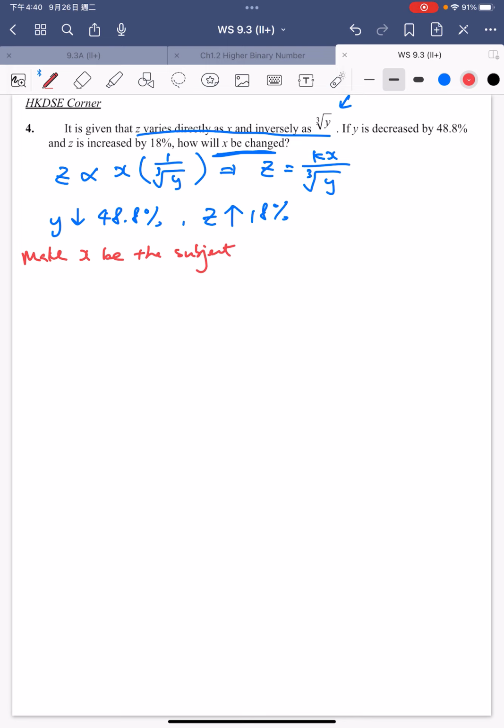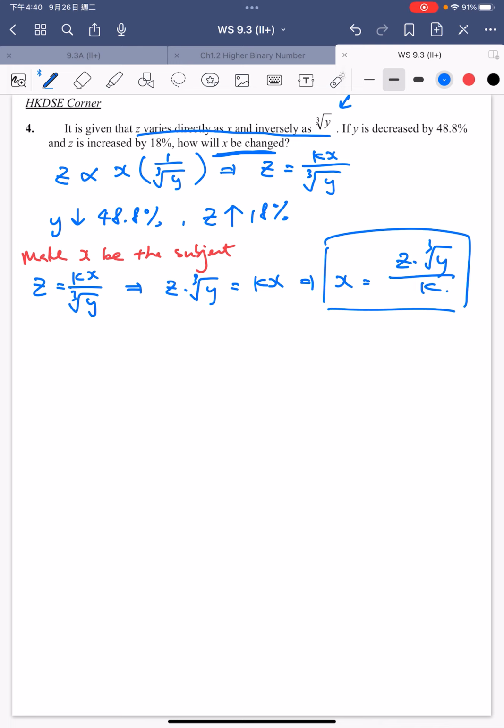So we have Z is equal to KX over the cubic root of Y. We don't want the whole thing on the right, so we change it to the left-hand side by multiplying. Then we have Z times the cubic root of Y equal to KX. Then X as the subject is Z times the cubic root of Y divided by K. So now X is our old X.